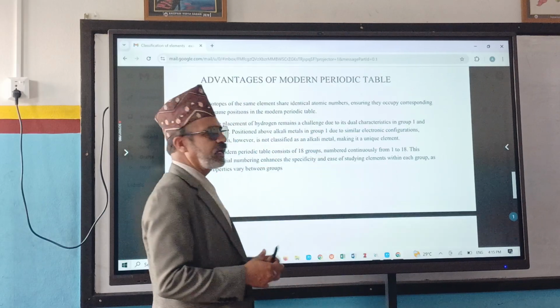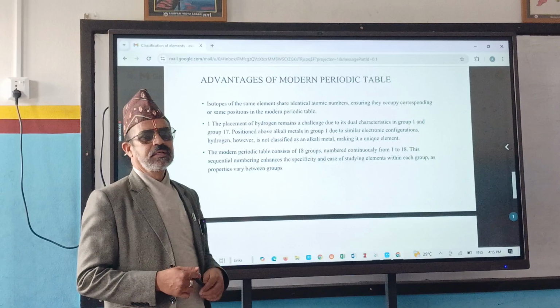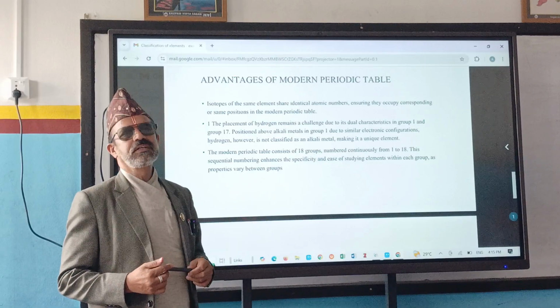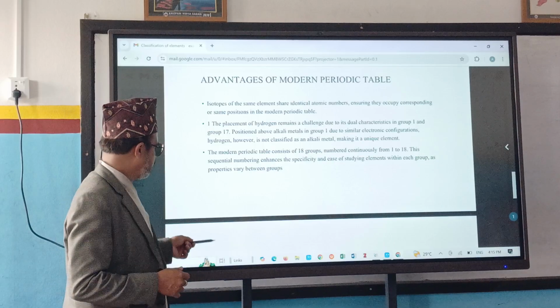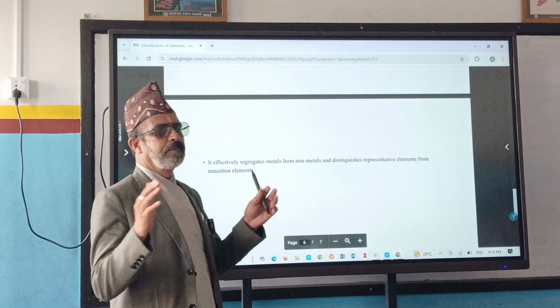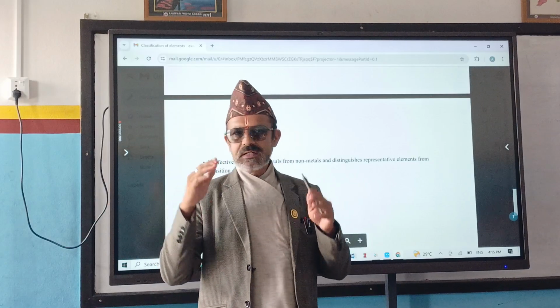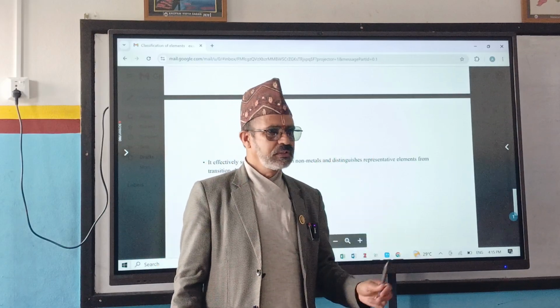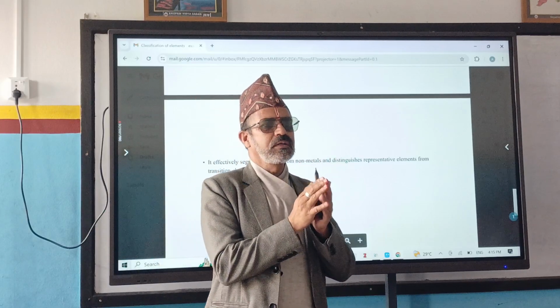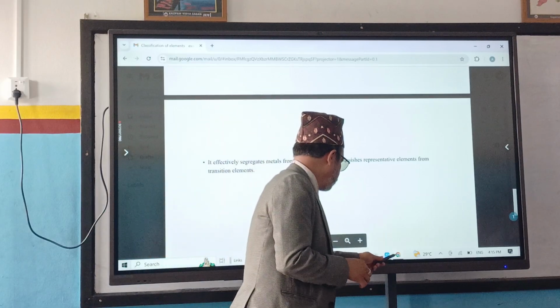So how many groups are there in the modern periodic table? 18 groups. And how many periods? 7 periods, right? And it also separates metals and non-metals. Metals are kept on the left hand side, non-metals on the right hand side. In between metals and non-metals, there are metalloids, right?